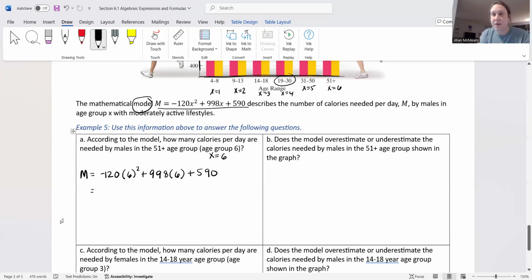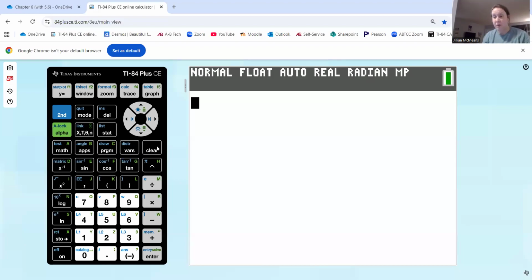Okay, so let's go to the calculator screen. I have it written down so that I don't forget it. So here is the calculator. If you use this graphing calculator, there is a negative button and there is a minus button, and you have to be really, really careful with which one you choose. Since we're talking about negative 120x squared, we want to use the negative button, not the minus button. I know that seems nitpicky, but it does matter on this calculator.